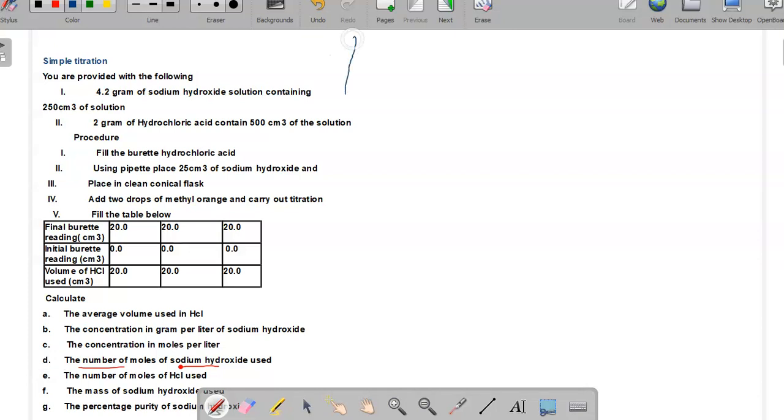Hello students, today we are learning about simple titration. Under simple titration we have this question.